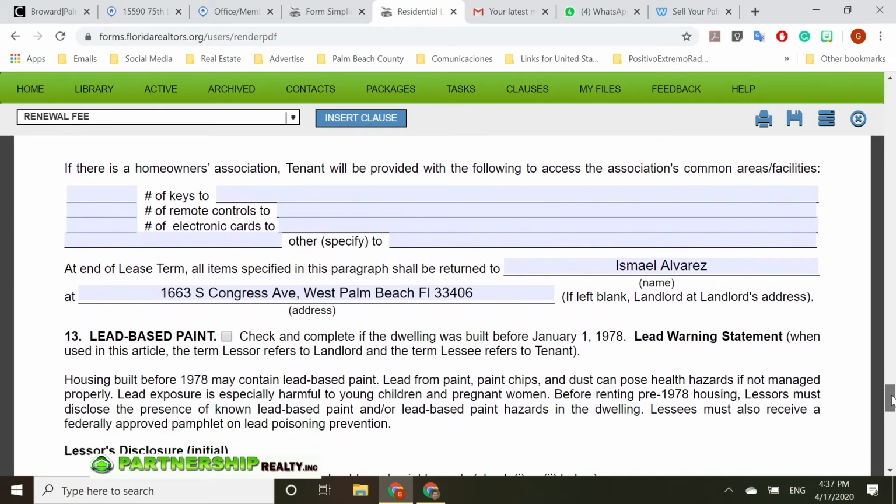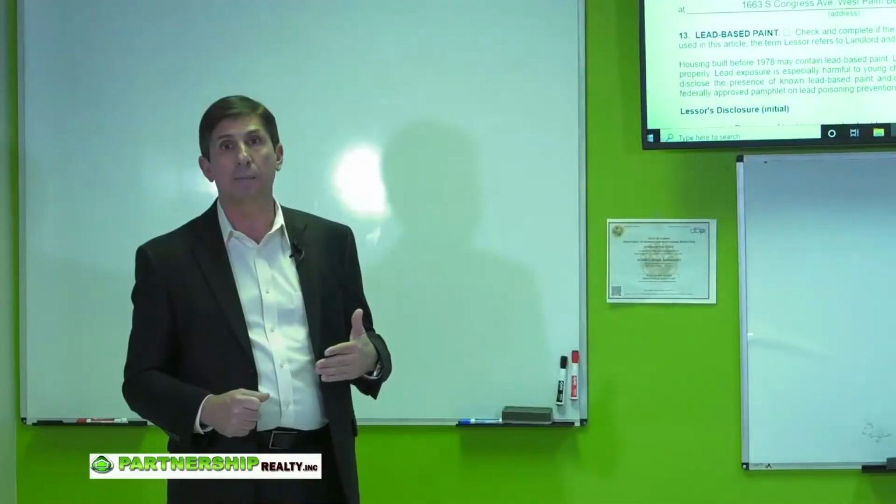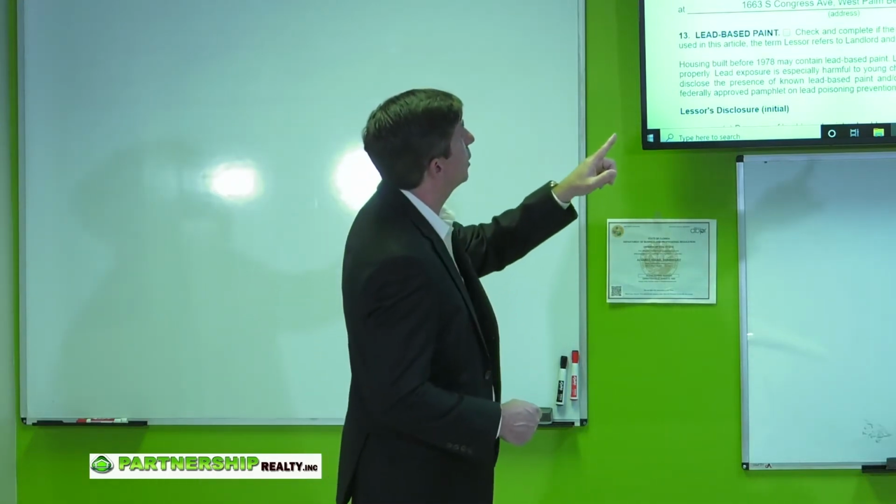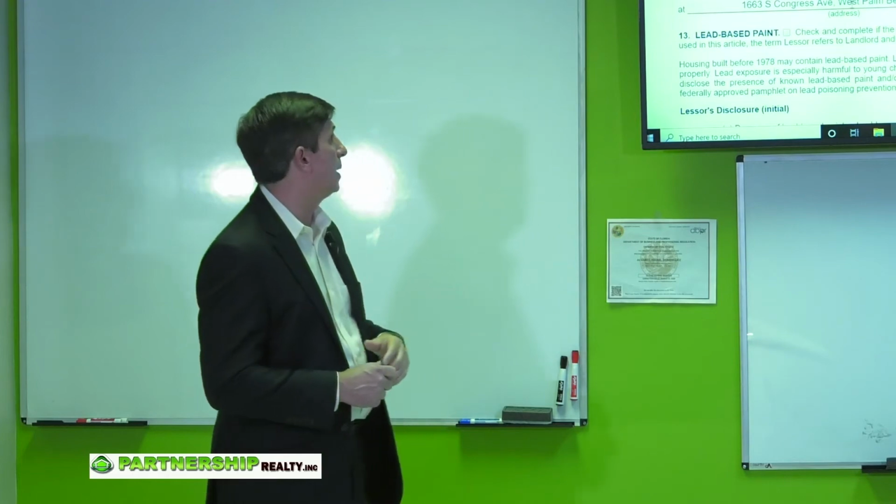If there's a homeowners association, so if there is a gate and they have a clicker, if there are any fobs to get into the clubhouse, any clubhouse keys, you're going to want to put those in the next section. Now, if you put in there that you gave them one fob, one gate key, at the end of the lease, where's it going to be returned to? Again, the landlord. It's right there, returned to Ismael Alvarez, and there's the property address.